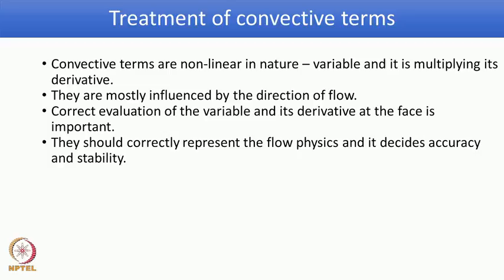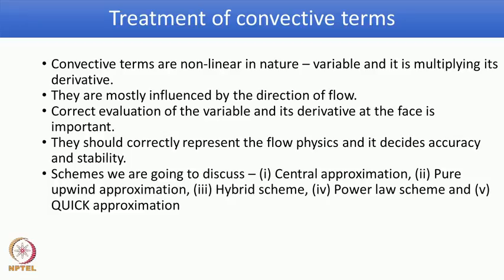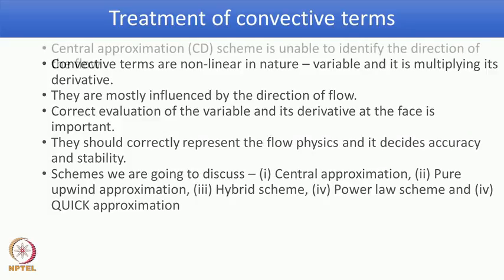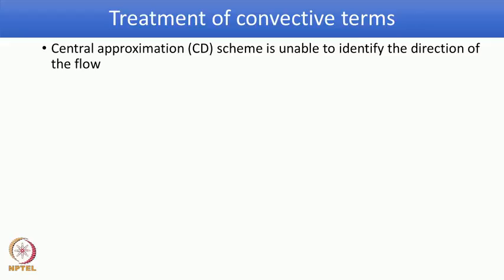They should obviously represent the correct flow physics, and it decides accuracy as well as stability, and we will observe with an example graph later how it affects accuracy. So, we are going to discuss 5 approximation schemes in detail. They are central approximation, pure upwinding approximation, hybrid scheme, power law scheme, and QUICK approximation. First, we will take the central scheme. We have already seen the central scheme.